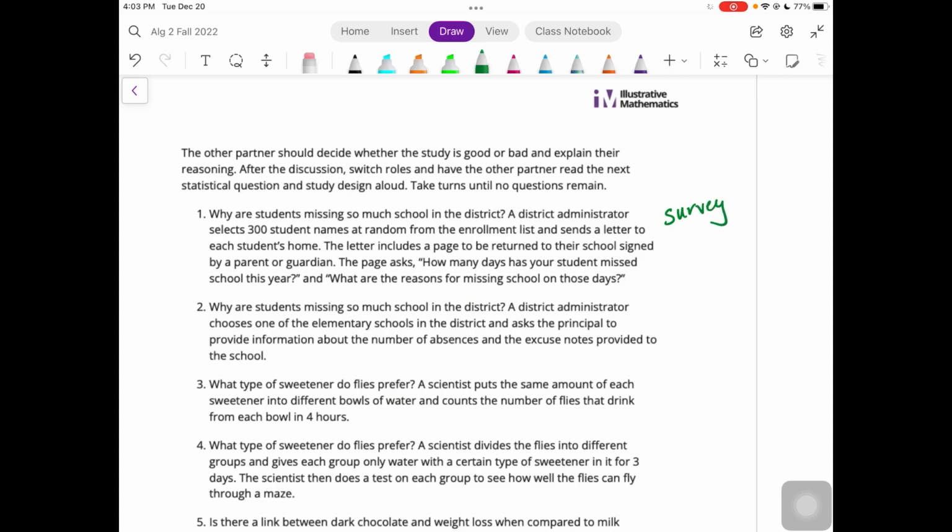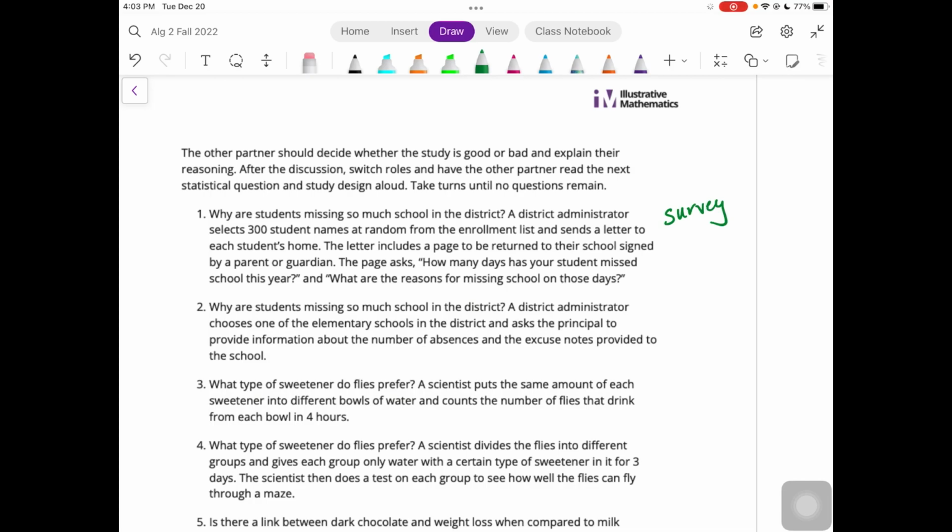And then the design is all right, but parents might not remember how many days their kid missed or why they missed school, or they might not want to tell why their child missed school. So it's okay, but it's not great. It might not actually collect the data that we want.